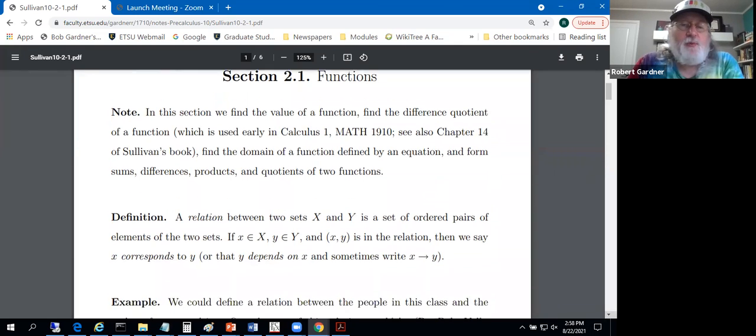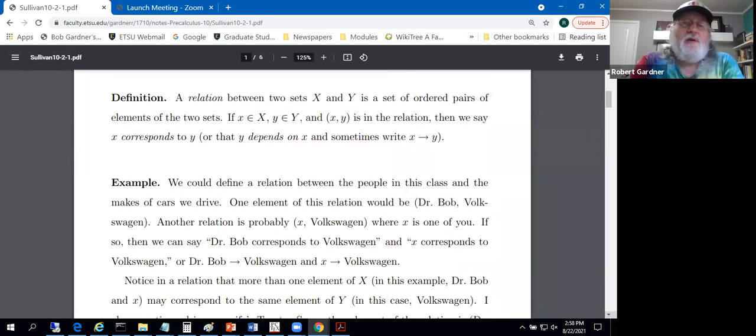First, a definition of a relation. And we'll see that a function is a special kind of relation. A relation between two sets, X and Y, is a set of ordered pairs of the elements of the two sets. We considered set notation and talked about sets in one of the appendices. I think it was Appendix A1.